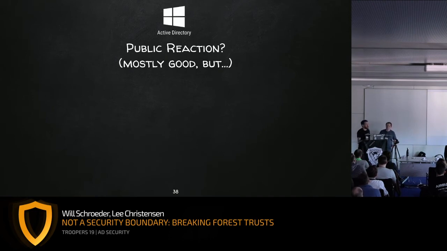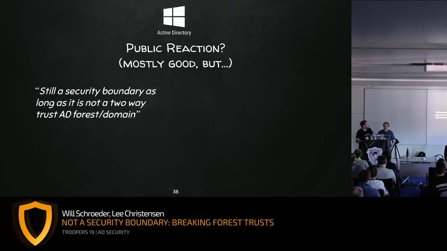But when we published this, it was in the fall. We published an offensive blog post and also a complete set of defensive and mitigation guidance from one of our blue teamers. Some of the public reaction was mostly good, and there were a lot of people being like, oh, this is crazy. But some of the other reactions were like, there's still a security boundary as long as it's not a two-way trust in an AD forest domain. So if a forest is a security boundary if it doesn't have a trust with anything, I'm like, all right, okay.